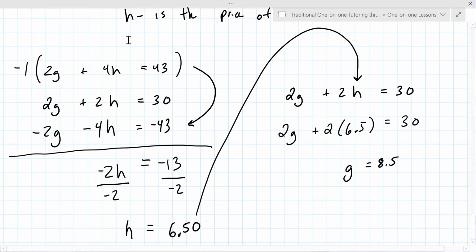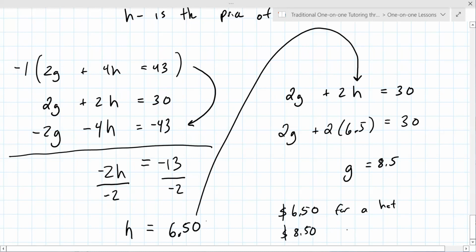Okay. Now, some instructors are really picky. They want you to say that it's $6.50 with the dollar symbol for a hat. Some want the same thing for the glove. Please, your teacher, you know what to expect. Please keep that in mind as you're working through it.